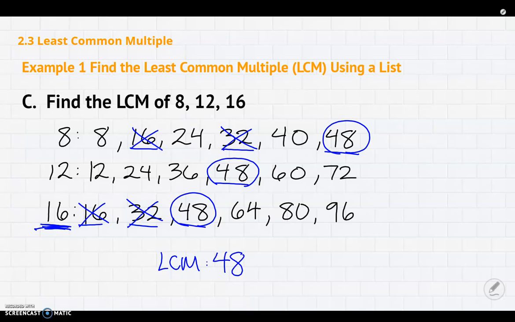And again, just a hint, if you kept going and you couldn't find it, you might need to extend your list a little bit and do a couple more multiples before you can find your LCM.